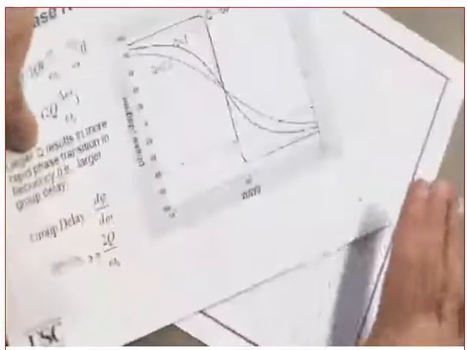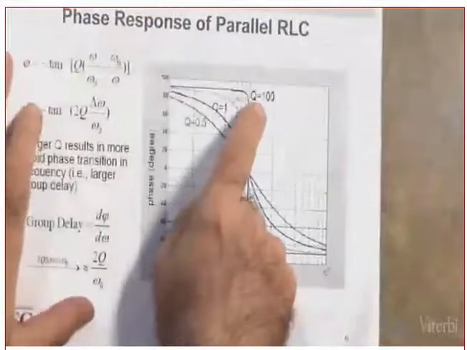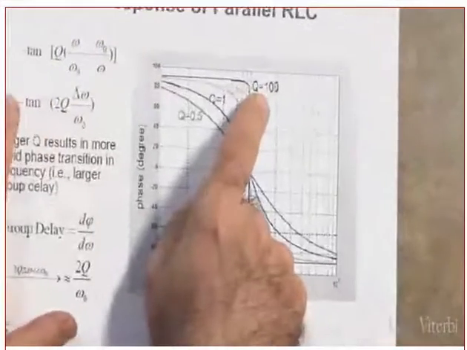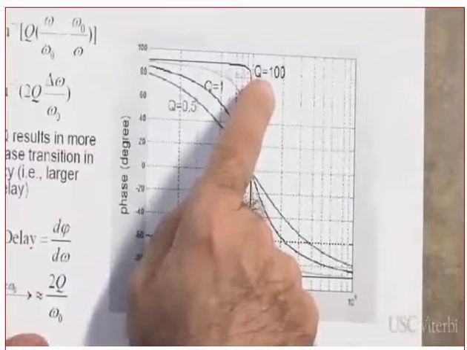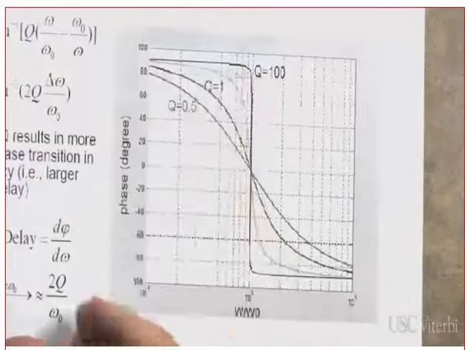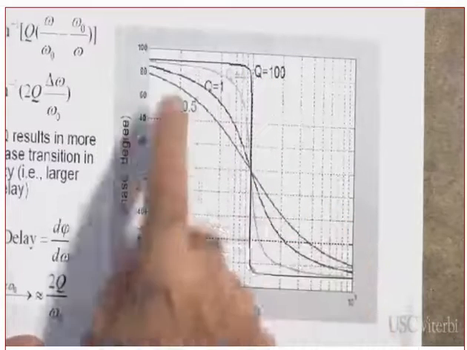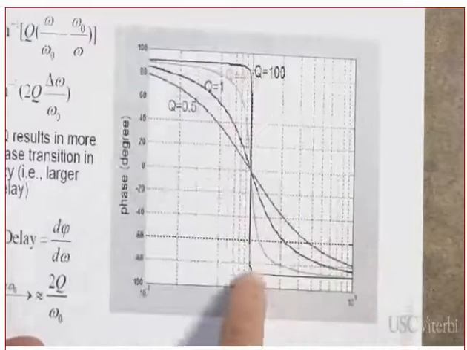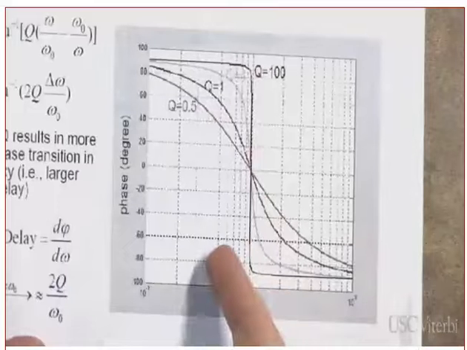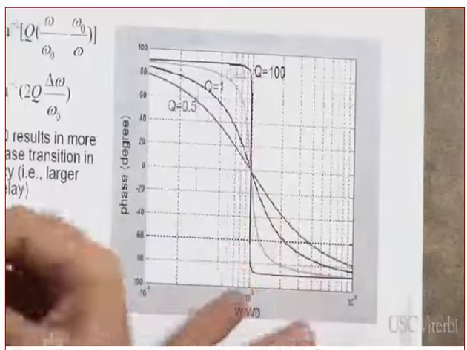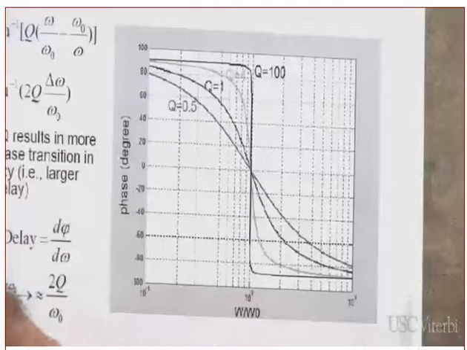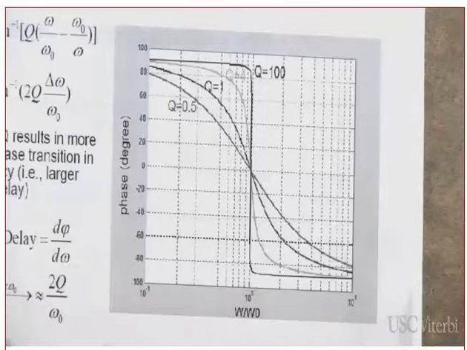I want you to see this and tell me. When Q is equal to 100, is that bandwidth narrow band or wide band? Narrow band, very narrow band. Did you get this or not? I want you to see the phase. Is it linear? No, it's not linear. Remember, linear, it has to also pass through the origin. Did you get this or not? Yes or no?